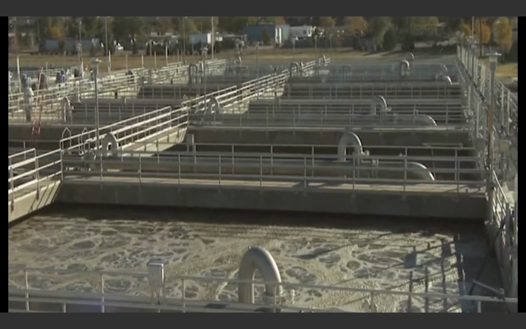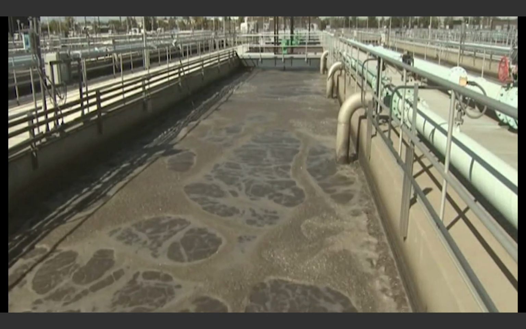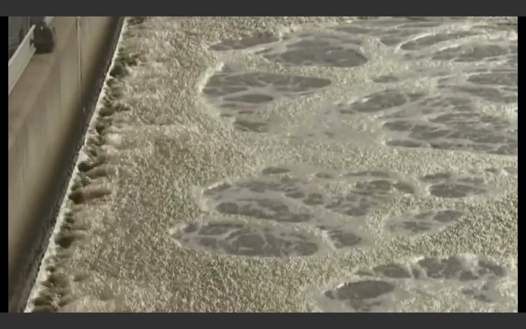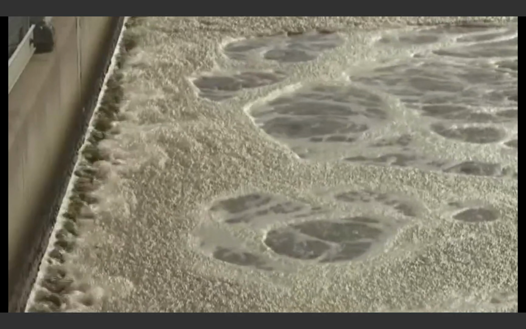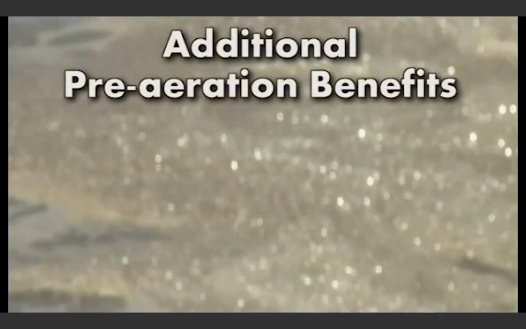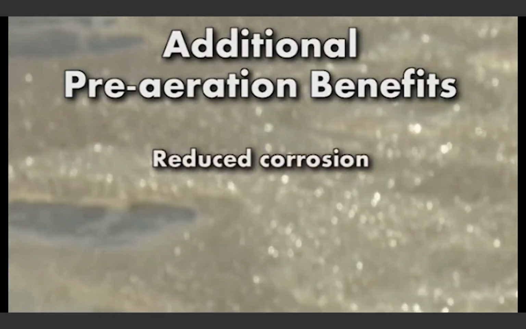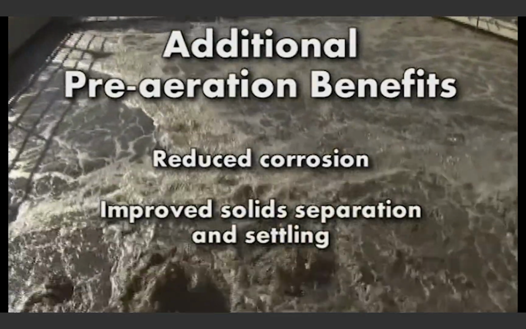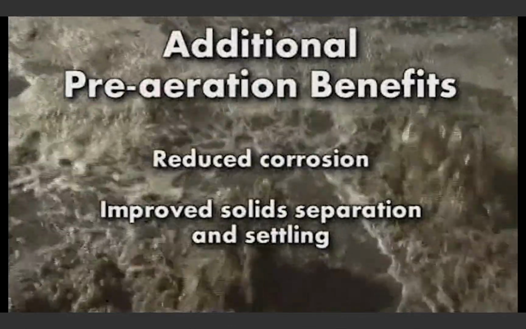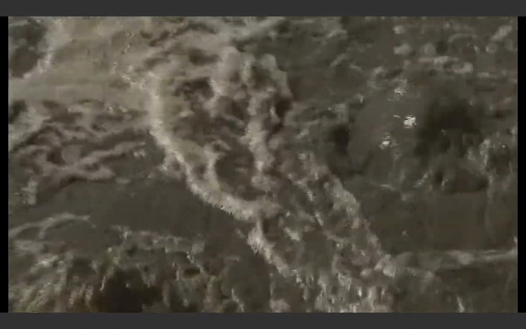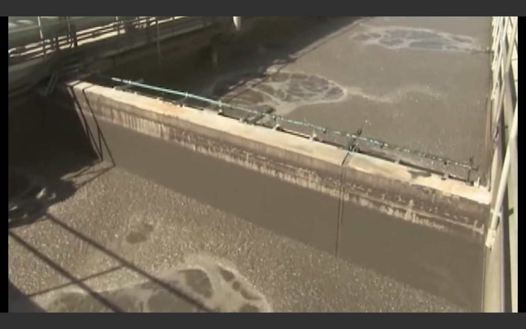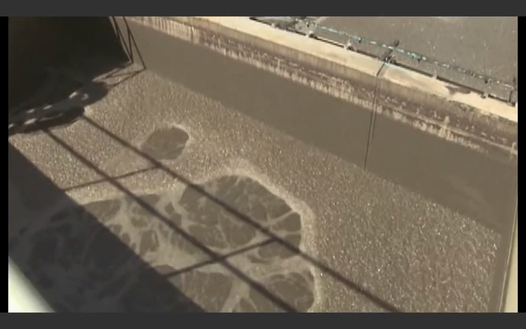Odor control is an issue with wastewater. Pre-aeration and pre-chlorination can help maintain an aerobic state and keep the wastewater from going septic, thus reducing odors. Additional benefits include reduced corrosion by stripping off hydrogen sulfide and improved solids separation and settling by agitating the solids to release trapped gases. The agitation of wastewater in the presence of air tends to collect or flocculate lighter suspended solids into heavier masses, which settle more readily in the sedimentation tanks.